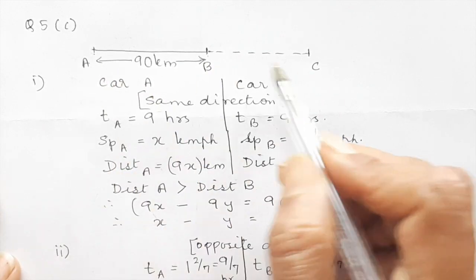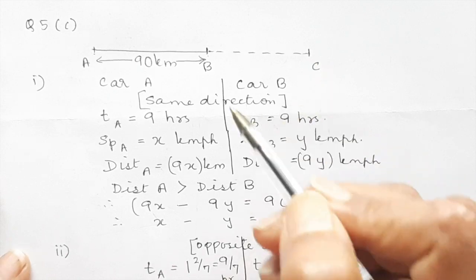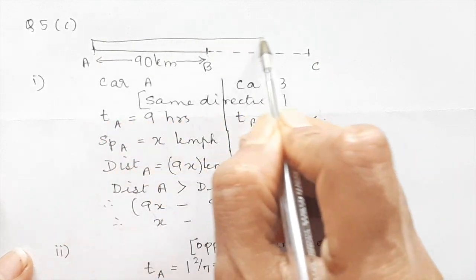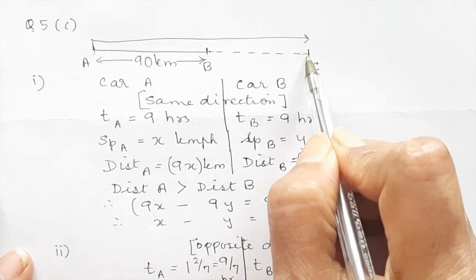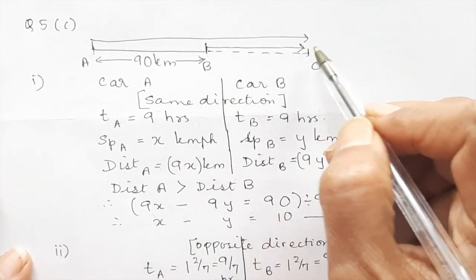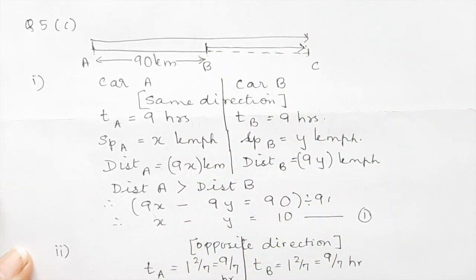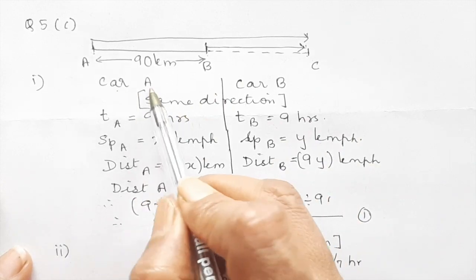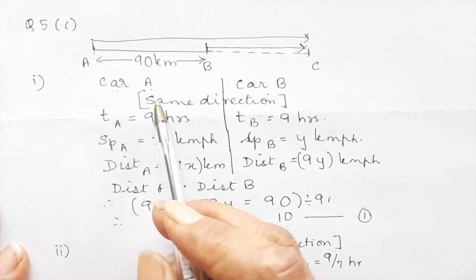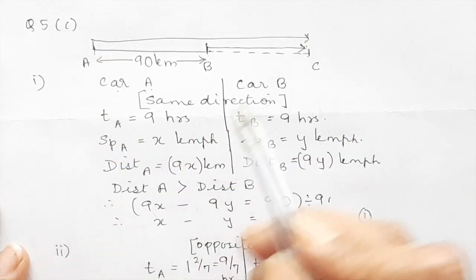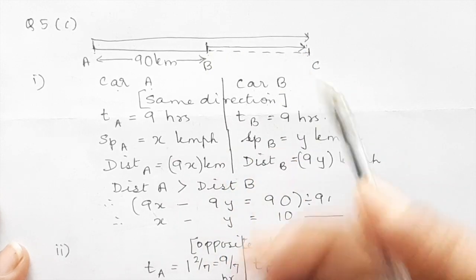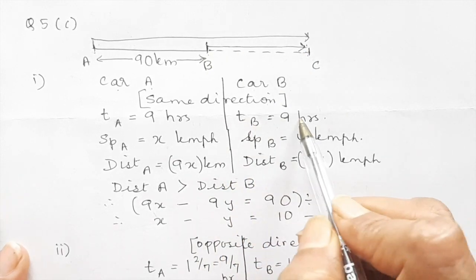Now car A and car B both start in the same direction. Car A starts from A, it will go like so, and let us say they meet at C. Car B will go like so, they are meeting at C, which means that if you consider car A and car B with the same directions, the time for A to go from here to here is 9 hours. B is also going very slowly and he also takes 9 hours. So time for B also is 9 hours.